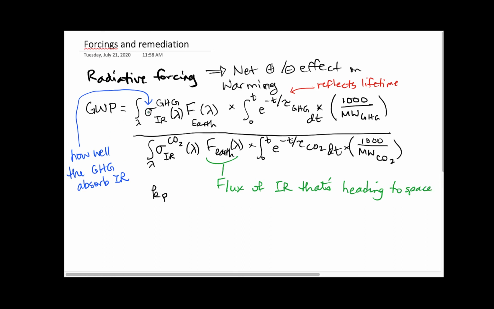And then we already said that sigma is how well the gas is absorbing infrared in general. The time exponential term there is comparing the lifetime of the gas to that of carbon dioxide. And of course, we would need calculus in order to solve this exactly, so we are not going to do that.